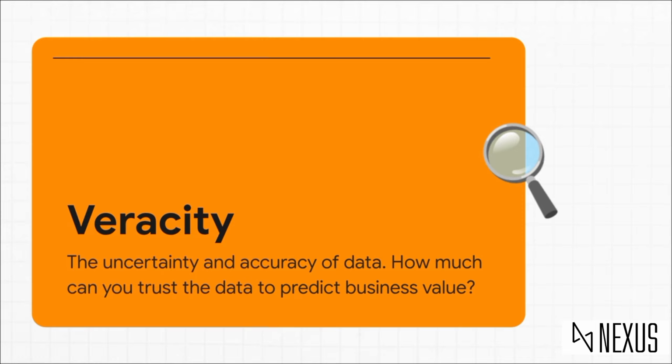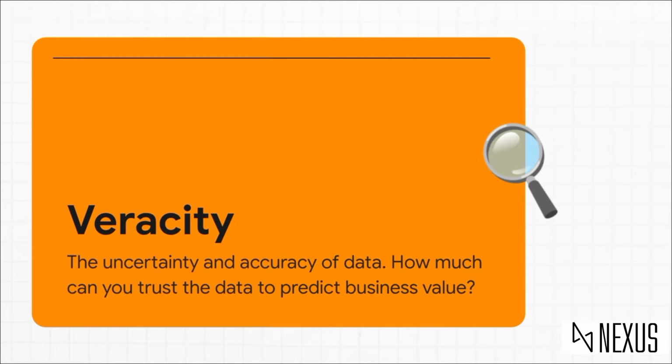But even if you can somehow tame the volume, velocity, and variety, there's a fourth V that can trip you up: veracity. This is all about trust. How good is your data really? With information pouring in from so many different places, how do you handle things that are inconsistent or inaccurate or just plain wrong?